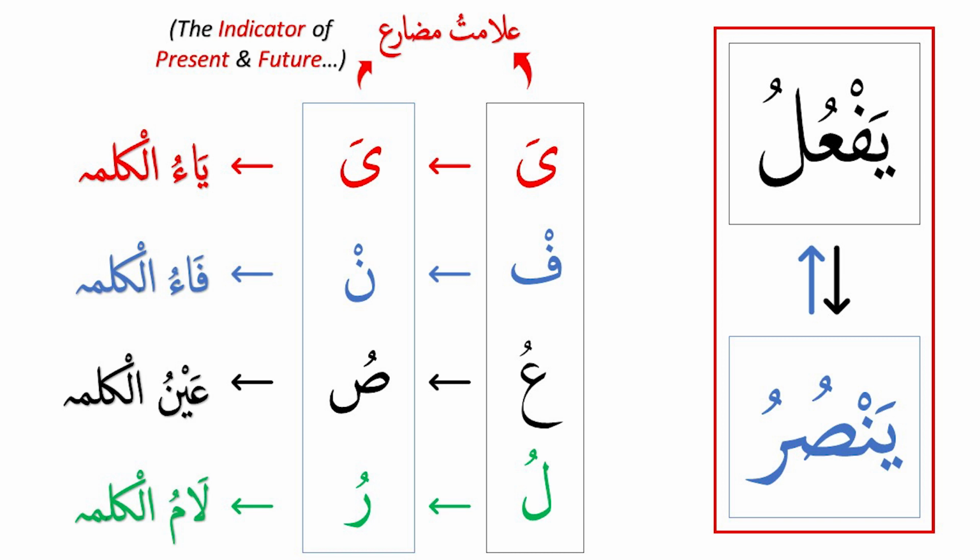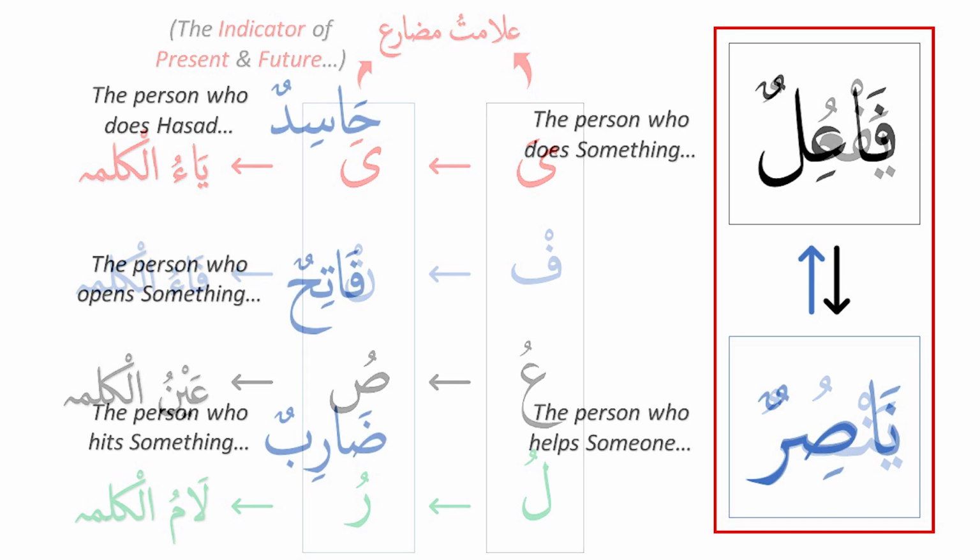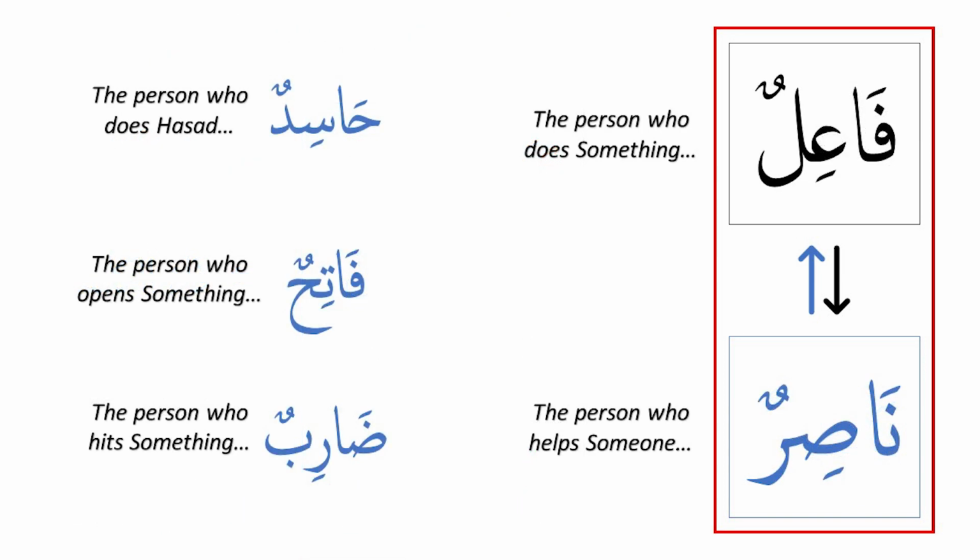For example, if I talk about the wazn or the form fa'ilun, it will give you an idea of the doer of something. So hasidun, the person who does hasad. Fatihun, the person who opens something. Daribun, a person who hits something. Nasirun, the person who helps.